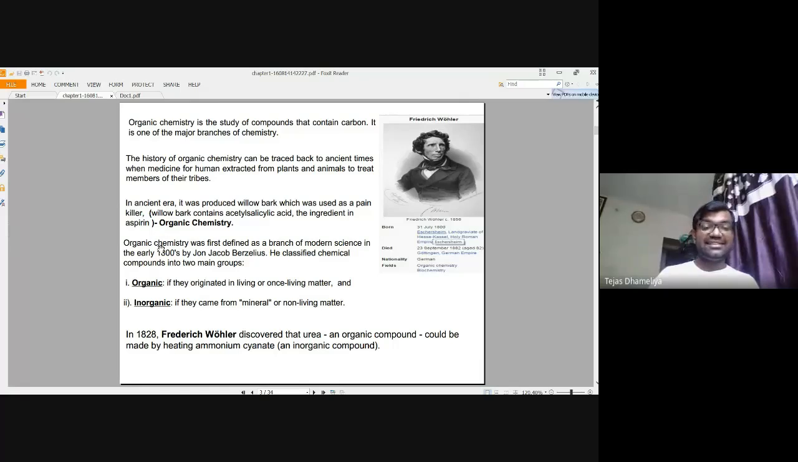In the 18th century, John Jacob Berzelius classified compounds into two types, organic and inorganic. Organic are the ones which are generated from living matter or once-living matter, meaning they were alive earlier but not now. Those compounds are called organic compounds.